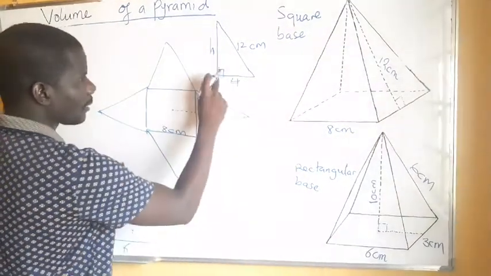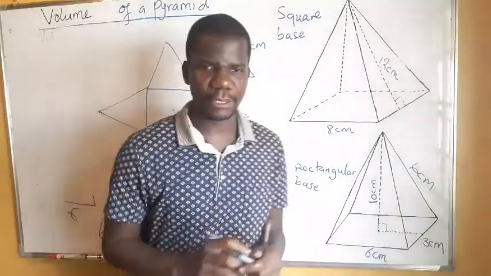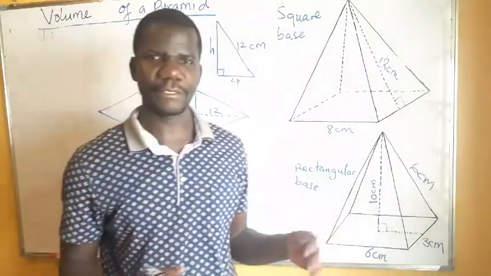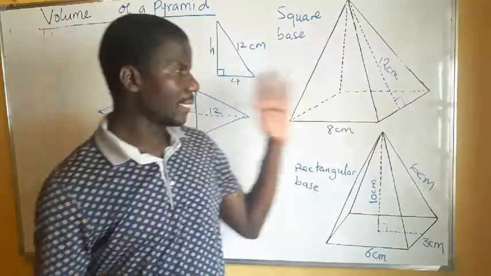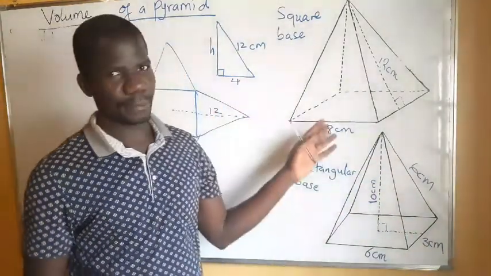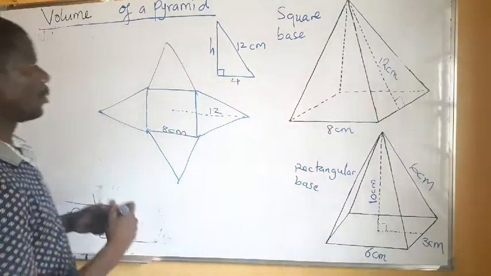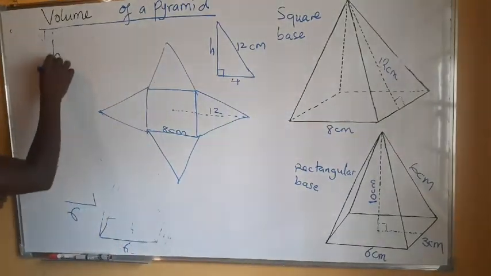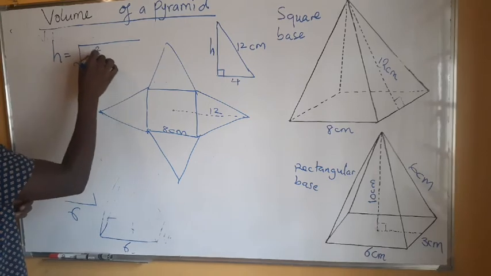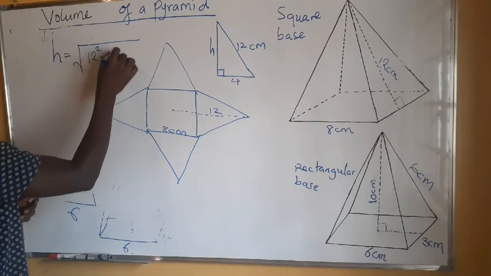So I'll go straight. You should be familiar by now with Pythagoras Theorem because we used it when we're looking at both volume and total surface area of a cone, as well as in the other lesson where we're looking at the total surface area of the pyramid. We still applied the concept. So h in this case is going to be the root of 12 squared minus 4 squared.